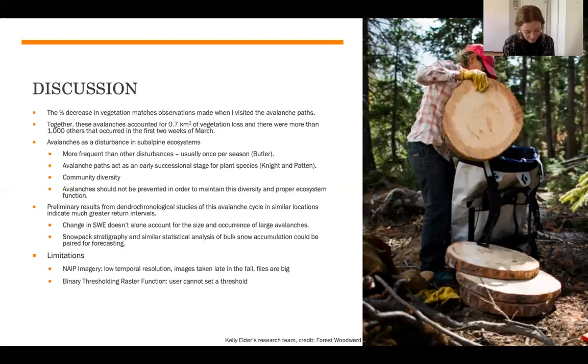Another consideration is that of the effectiveness of the binary thresholding raster function for the purpose of this spatial analysis. The function doesn't allow a user to input a threshold, although the defined threshold is determined by an algorithm that minimizes intraclass variance. It might have been useful to define my own threshold. Therefore, the results of this function might not be fully representative of the true amount of vegetation that was lost as a result of these avalanches.